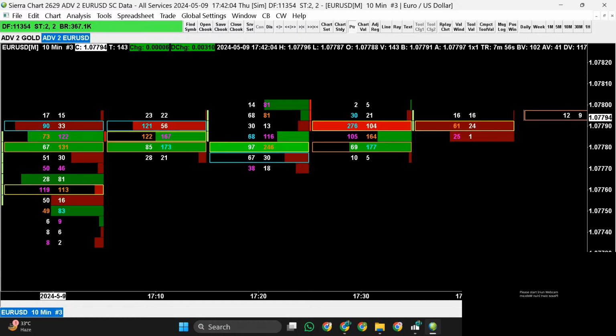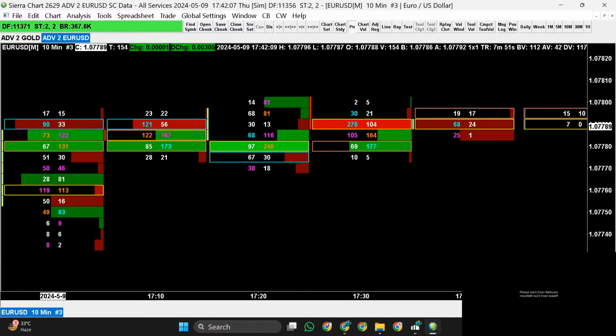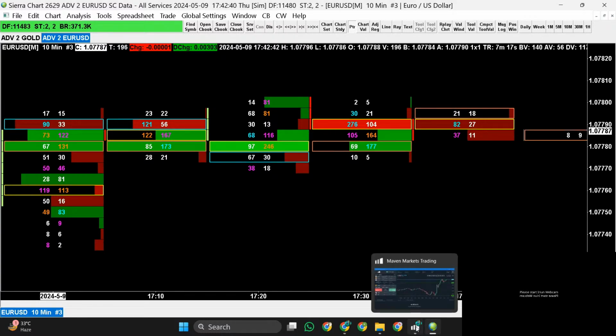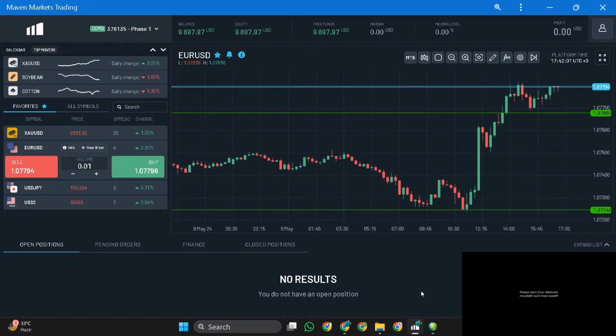So let's see what the footprint chart is showing. That's the buying volume and that's the selling volume. So we can clearly see selling is dominant right now on this particular candle. You can see these imbalances on the selling side. So based on these, you can take your trade, and whenever you find that things are not working, then you can come out of the trade.